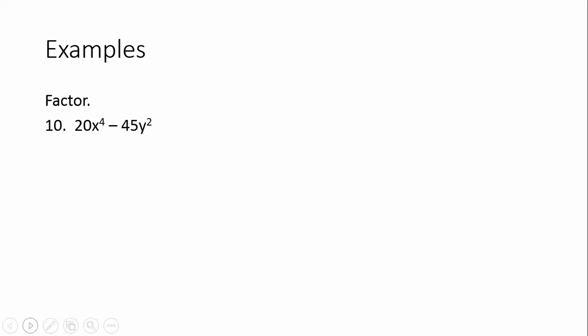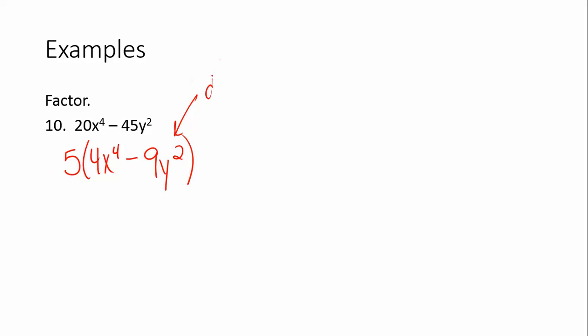Here we have 20x to the fourth minus 45y squared, and hopefully you're seeing right away that we do need to factor something out. So I'm going to factor out the 5. That leaves me with 4x to the fourth minus 9y squared. This is now a difference of squares. The front and the back terms are both perfect squares. We have no middle term, and it is subtraction.